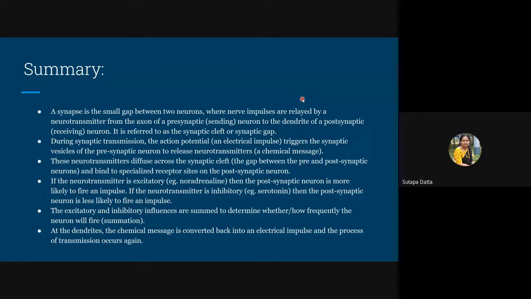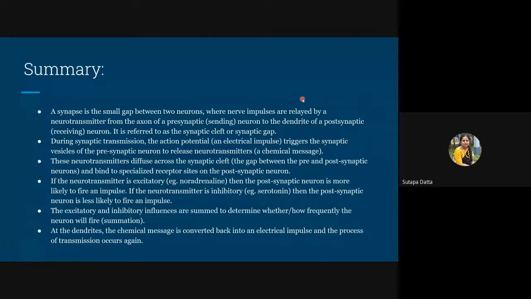During synaptic transmission, the action potential, that is the electrical impulse, triggers the synaptic vesicles of the presynaptic neuron to release neurotransmitters. So the chemical message is conveyed in terms of release of neurotransmitters in the synaptic cleft. The neurotransmitters then diffuse across the synaptic cleft and bind to the specific receptors.